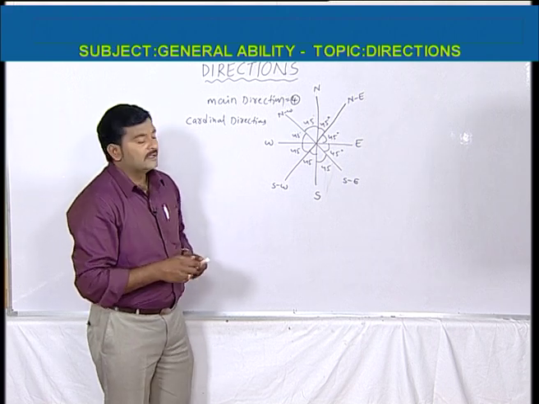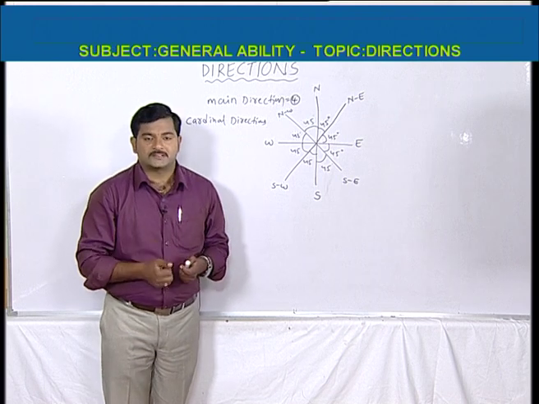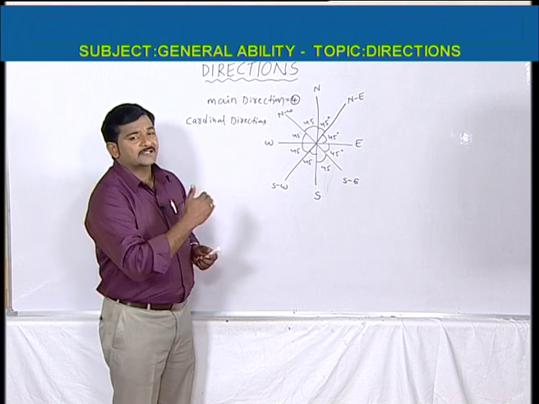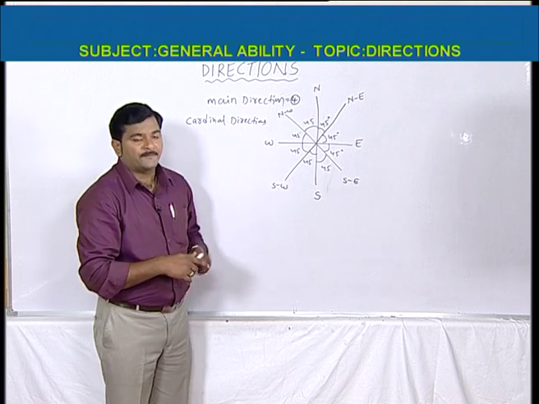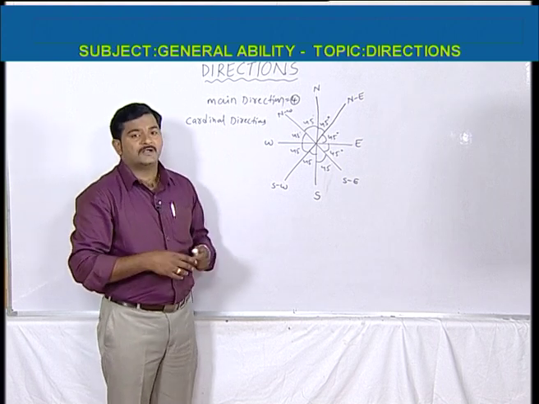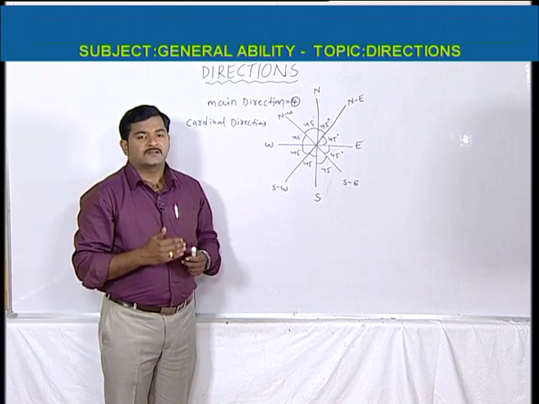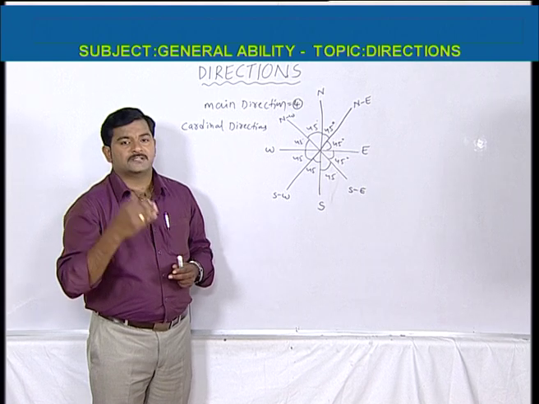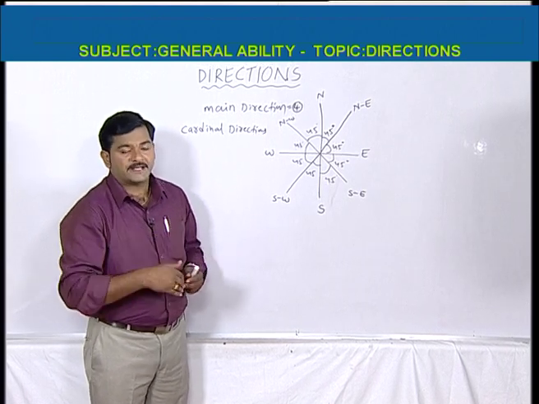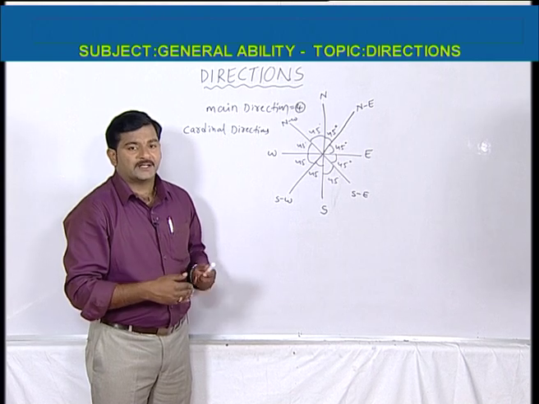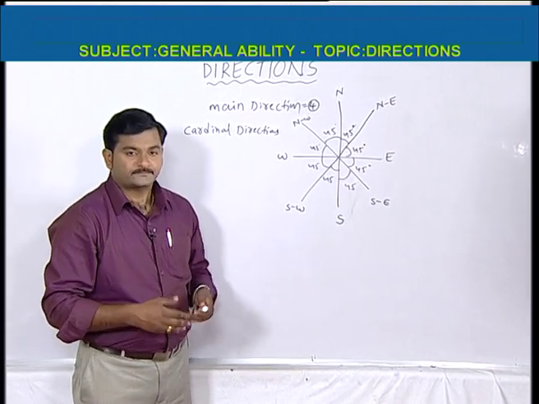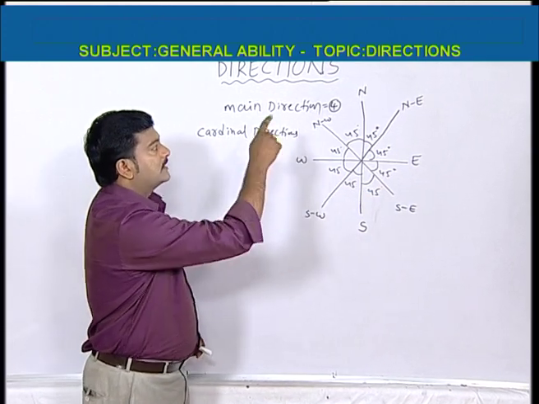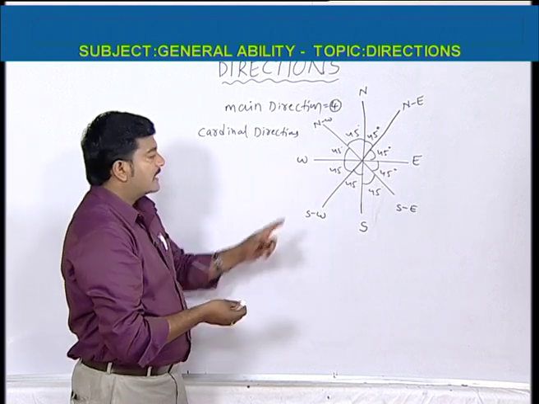For example, think that a person is facing towards the north. If the person is facing north, the direction to his right is east and the direction to his left is west. I repeat, if the person is facing north, the direction to the right is east and the direction to the left is west. So which direction is on the right? East. And what about the left? West.